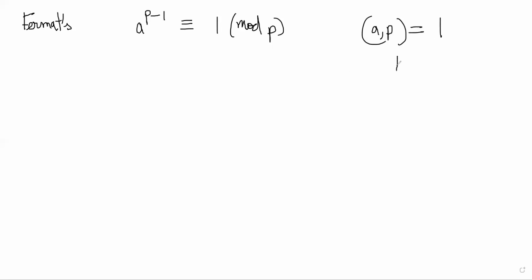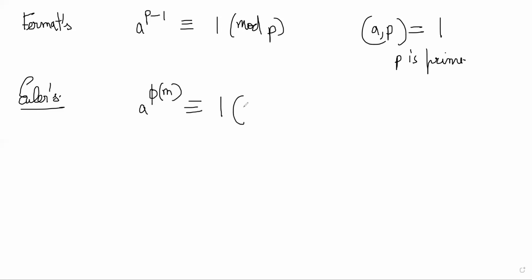So basically, what is happening? Fermat's theorem was telling us that we had a power p minus 1 is 1 mod p, where a and p had GCD 1 and p was prime. Now, Euler's theorem is telling us if p is not a prime, do you have some a power something which is also 1 mod m?